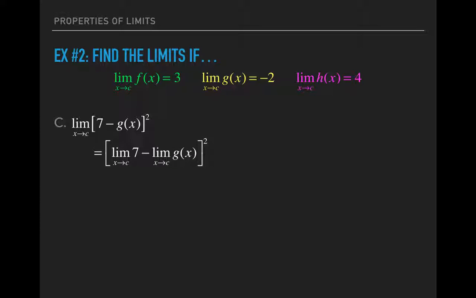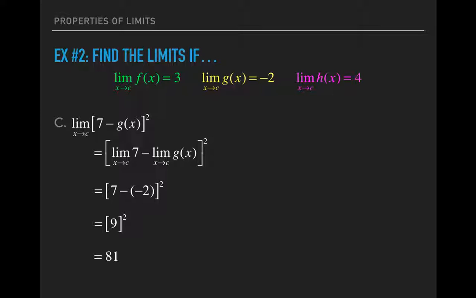It's just take the limit of 7 as x approaches c minus the limit of g as x approaches c, and then square that at the very end. The limit of 7, oh no, they didn't give it to me. Actually, they did, because the limit of a constant is that value. Remember the horizontal line? And then minus the limit of g is -2, so that's really plus, which gives us 81.